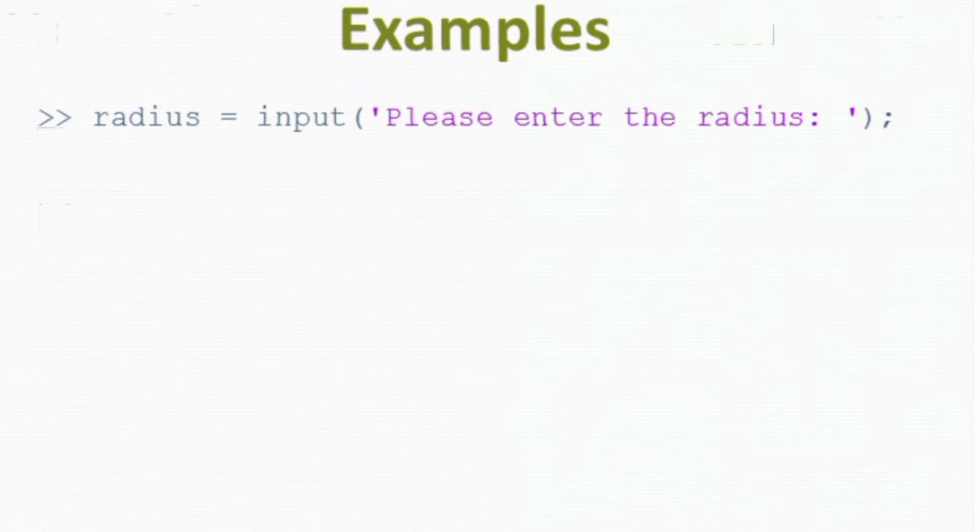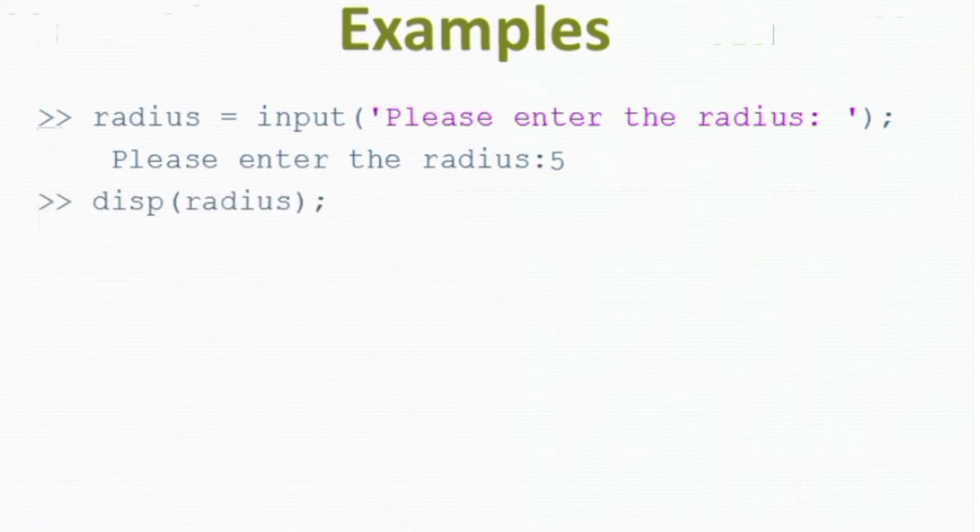So if I were to hit enter, what I would see is my message would pop up on the command window, please enter the radius, and let's say I typed in the value of 5. That value of 5 is going to be stored into my variable radius, so if I then did a display statement and tried to display the radius, I would get a value of 5.